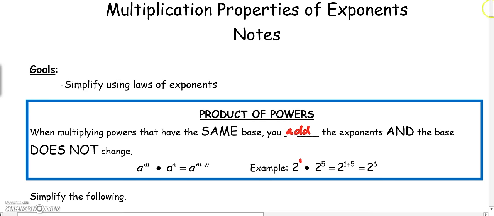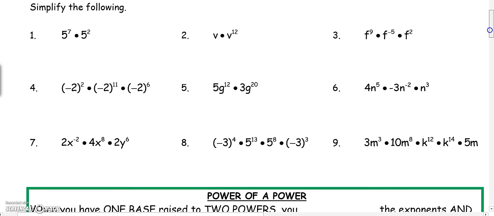So let's try some examples. Number 1, 5 to the 5th times 5 squared. So our base is 5, it stays the same. Our exponents, we're going to add them together. 5 plus 2 gets us 5 to the 7th.